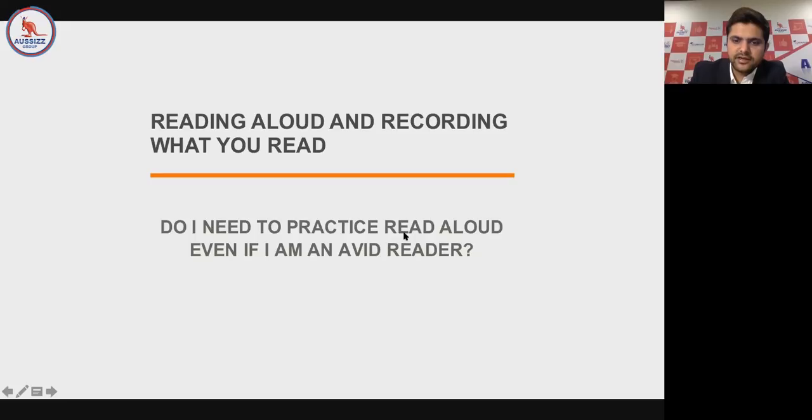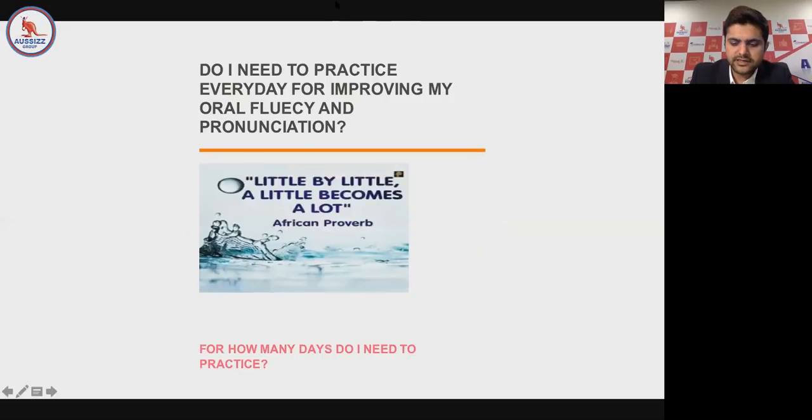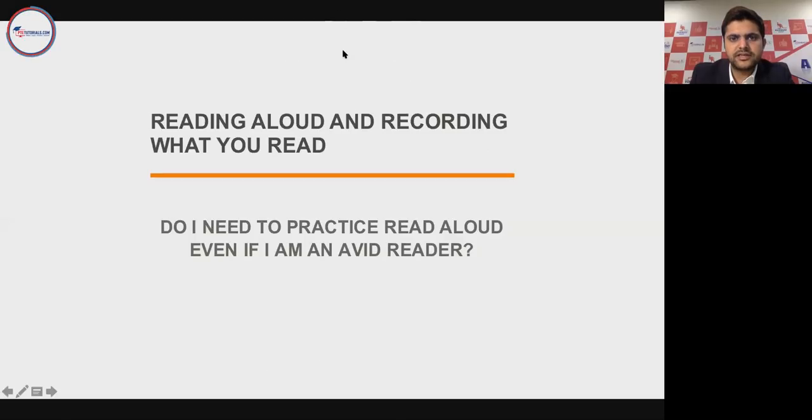Even if you have the habit of reading, even if you are reading one book every week, or one book every month, or 20-30 pages every day, you still need to practice read aloud, because when you're just reading, you're not speaking. When you read aloud, it's a lot different. The skills that you use when reading aloud are different from what you use when you're just reading. So even those readers would need to practice read aloud, right?